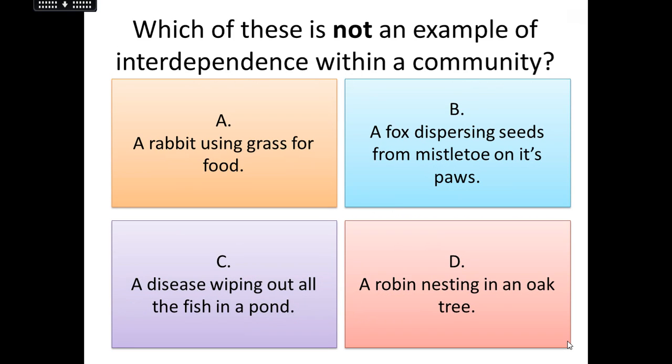So quick question, which of these is not an example of interdependence within a community? You need to be really careful with this. So we're looking at interdependence of organisms. So we've got, A, a rabbit using grass for food? B, a fox dispersing seeds from mistletoe on its paws? C, a disease wiping out all the fish in a pond? Or D, a robin nesting in an oak tree? Pause the video if you need to have a think.